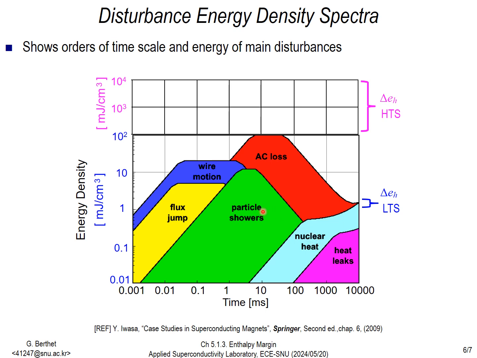Particle showers happen in particle accelerators when high-energy particles interact with dense matter. Nuclear heat is, as the name suggests, the heat generated inside nuclear reactors. On the right-hand side of the graph, the typical enthalpy margin of LTS and HTS is referenced.